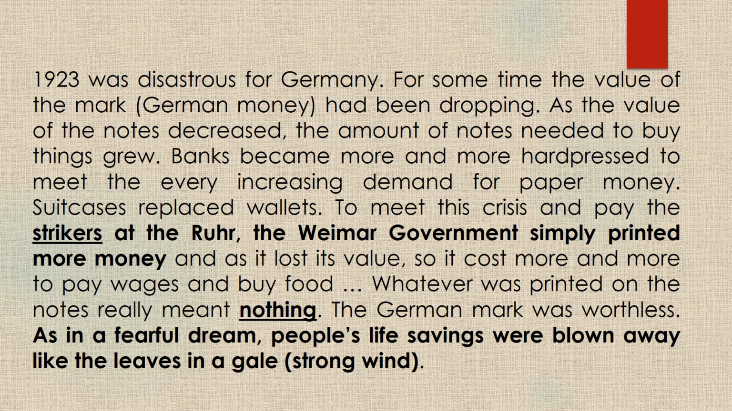The Weimar government, trying to solve the problem of the economy in Germany, just printed more money. They printed more money and gave it to the strikers to try and pacify them to go back to work. However, this worsened the problem of inflation because the money lost its value. So it cost more and more to pay wages and buy food. Whatever was printed on the notes really meant nothing anymore. The German mark was so worthless that people were doing all kinds of crazy things with it because the value just dropped. Let me show you how useless it was at that point in time.